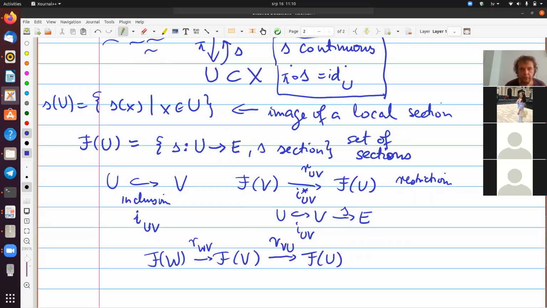R from V to U. So the composition is R WU. And here you see why we chose IUV and not IVU. Because you see, if you write this down, then you see these ones are neighboring ones.